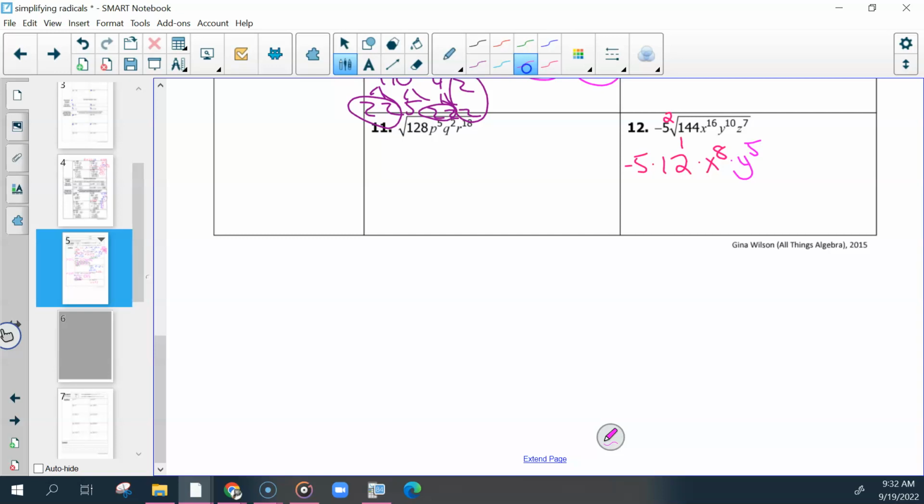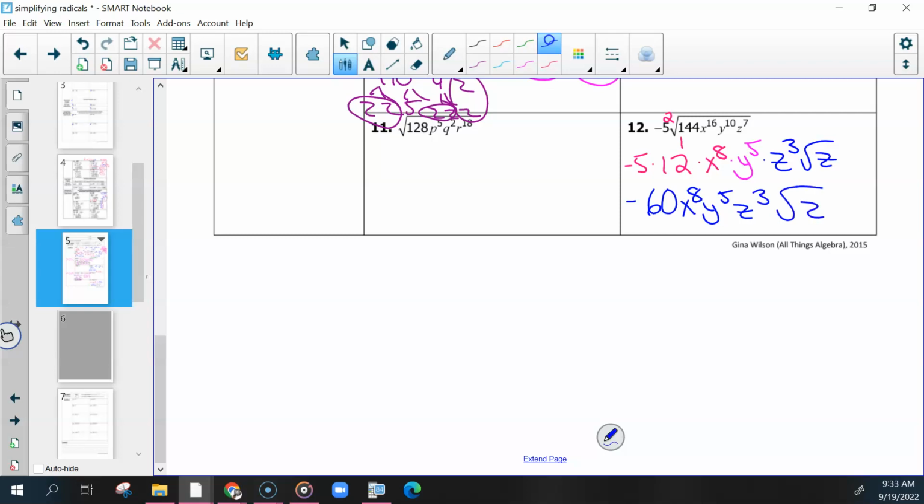And then 2 goes into 7 how many times? 3. So we have z to the 3, and we have 1 z left over. -5 times 12 would give us -60. All of my variables that are outside would go in alphabetical order. And then what's left on the inside is just z. So the only thing you can check here is your numbers.